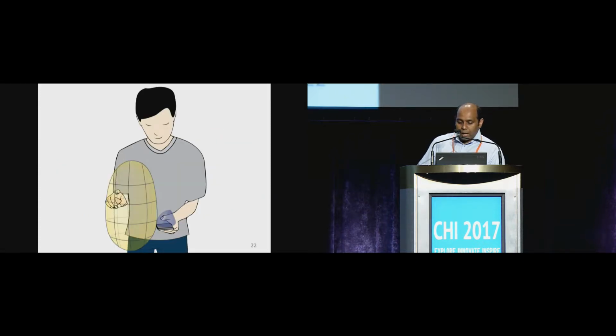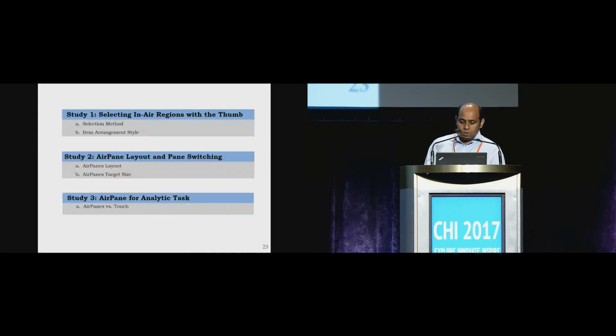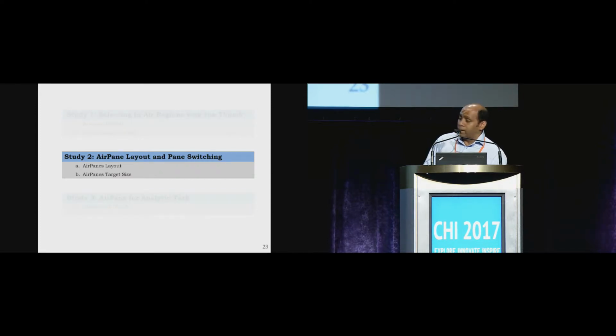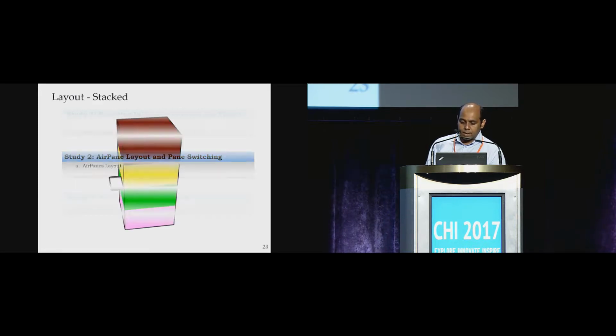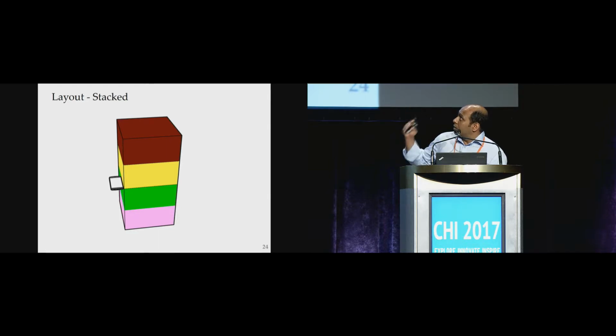At this point, we had explored how to design the thumb reachable space, so we next explored how to design the space that is reachable via the other hand. We investigated a number of different AirPane layouts or item management styles, and also the minimum target size that should be used within each style. For instance, we investigated the stack layout, where 4 panes are placed one on top of another, 2 panes above the phone and 2 panes below the phone.